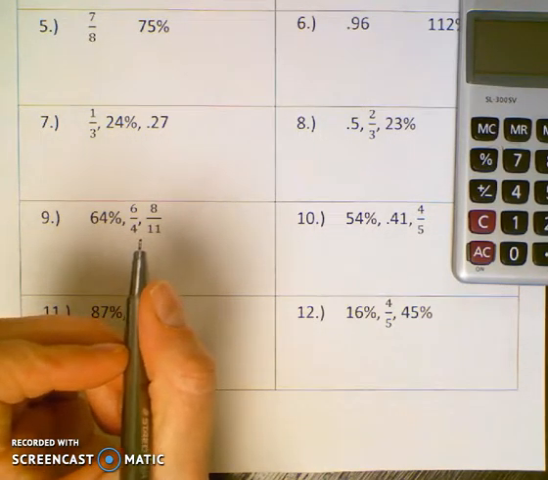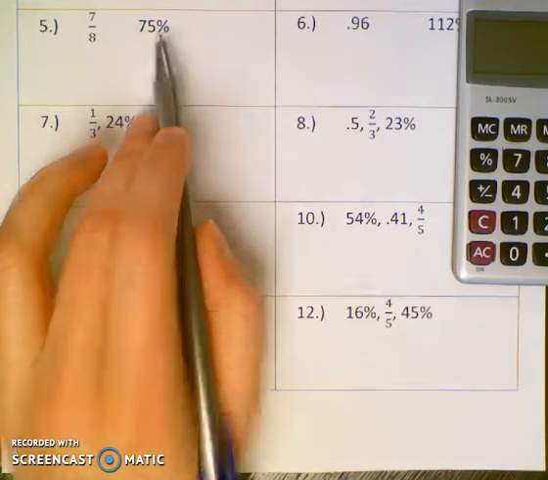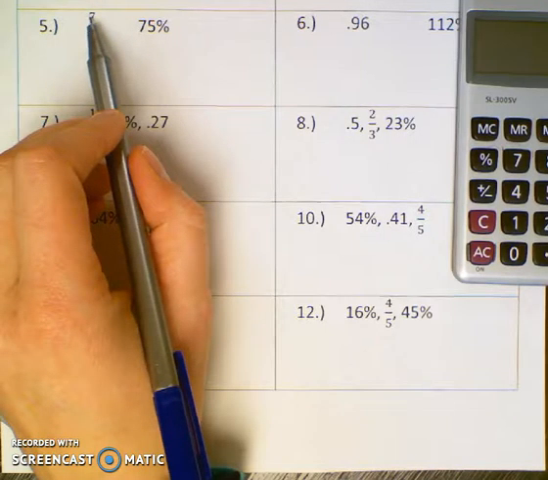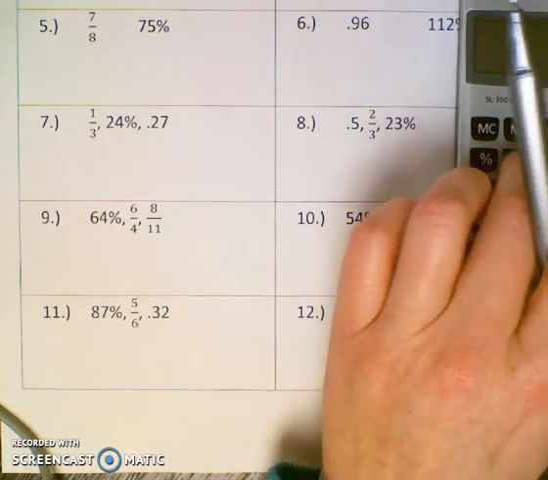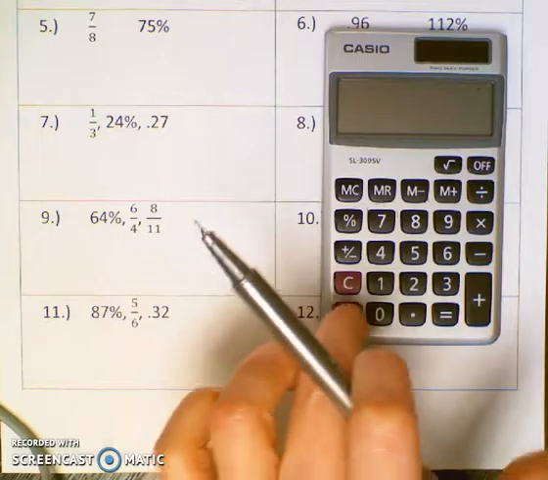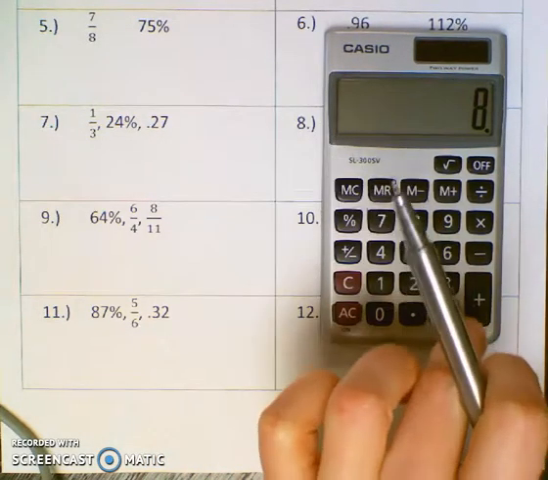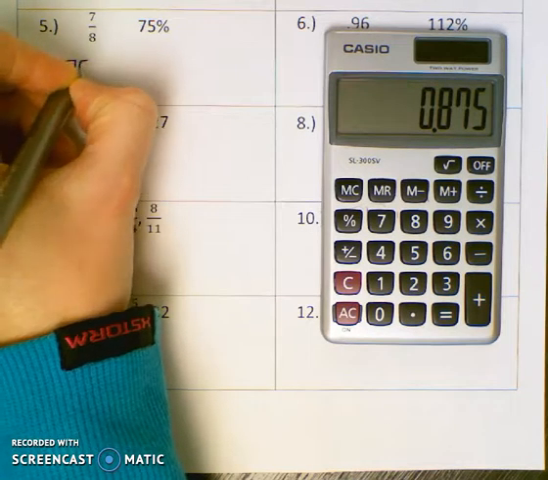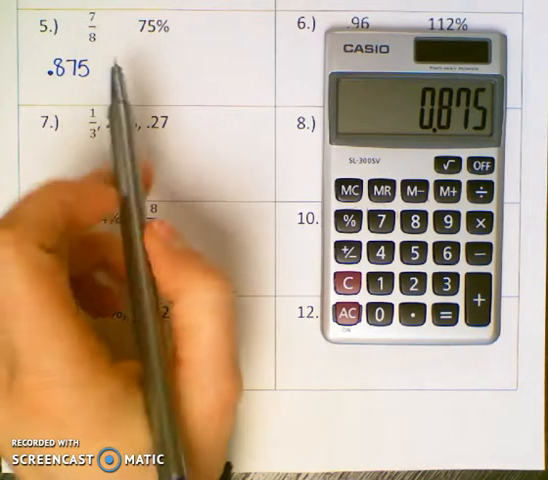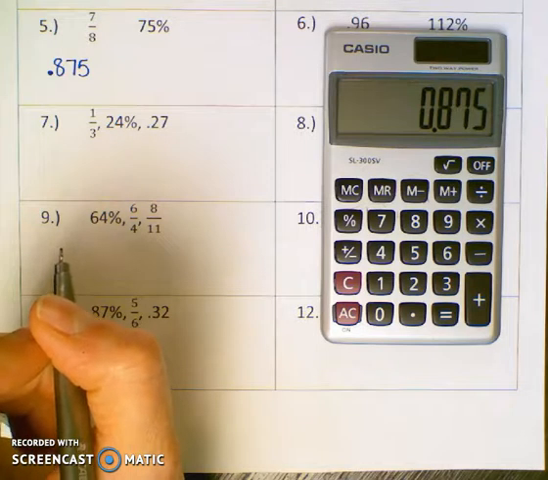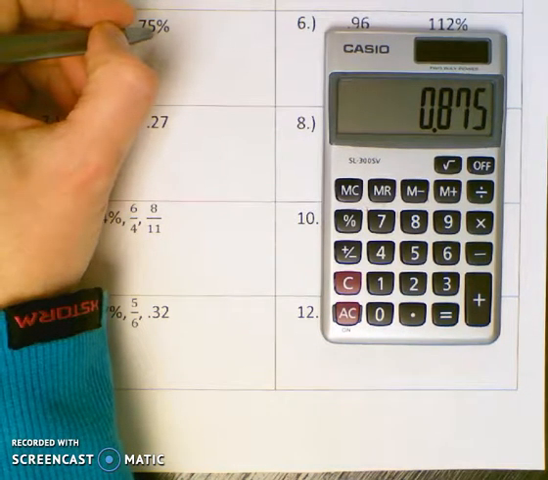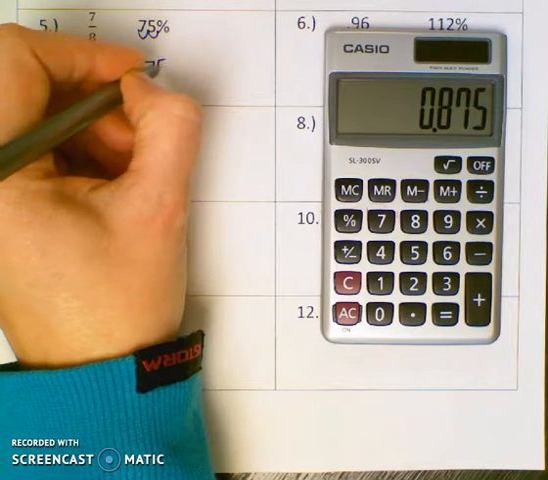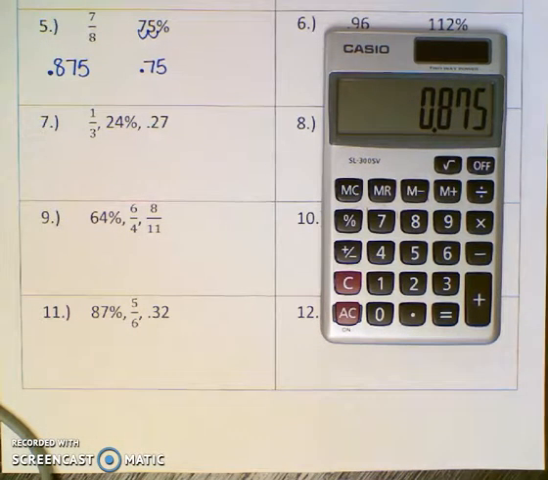Okay, so we have a fraction and a percent, and we're going to change both of them to a decimal. So I'm going to have 7/8. Okay, so we have 7 divided by 8 equals 0.875. Then we have a percent of 75%. We're going to change that to a decimal. So 1, 2 points. 1, 2. Great.